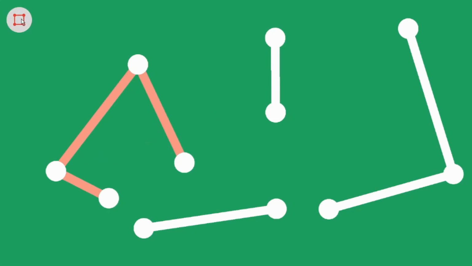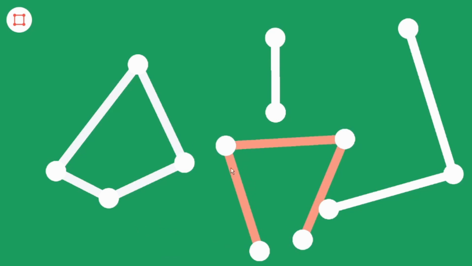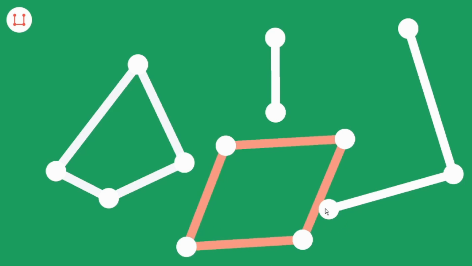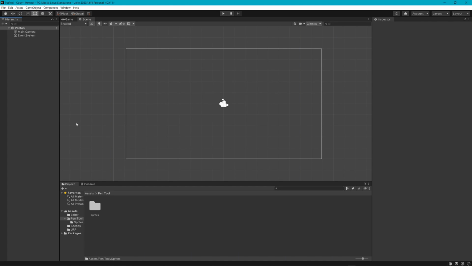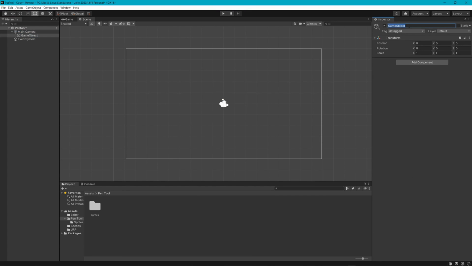By the end of this video, you're going to have a fully customizable, event-driven shape editor using the line renderer component in Unity. Alright, I have a new empty Unity project here. First things first, make sure this is an orthographic camera. Up first, it's quite simple.